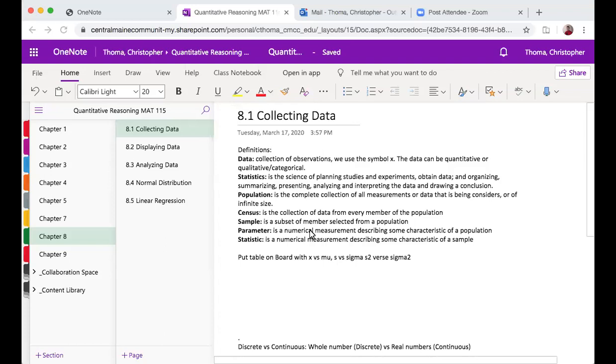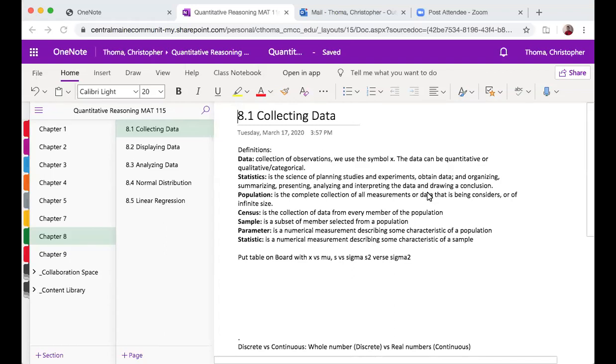So all data is a collection of observations. I like to say we use the symbol X, and the reason I do that is because it's a common symbol in algebra, but it's also a common symbol in all of the formulas in statistics. So data is represented by X, and data can be quantitative or qualitative. I call it categorical. So basically data can be represented by a number, or it can be represented by a name.